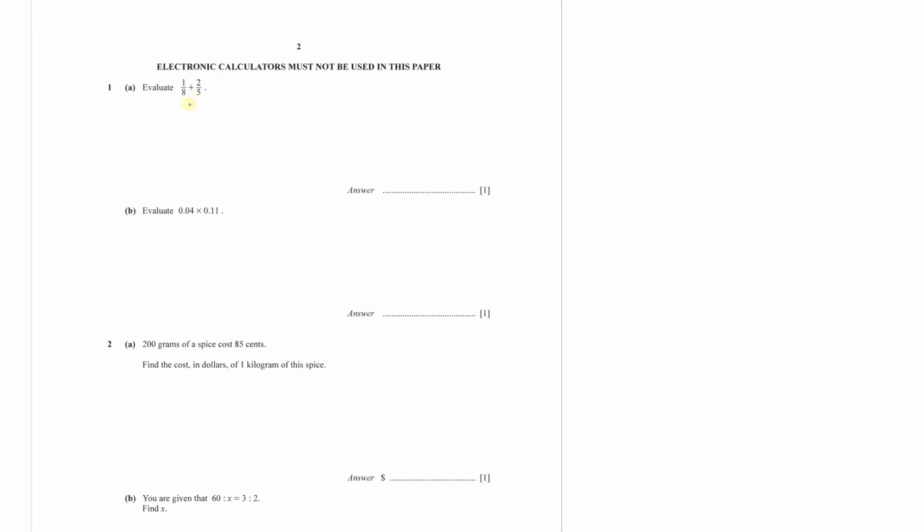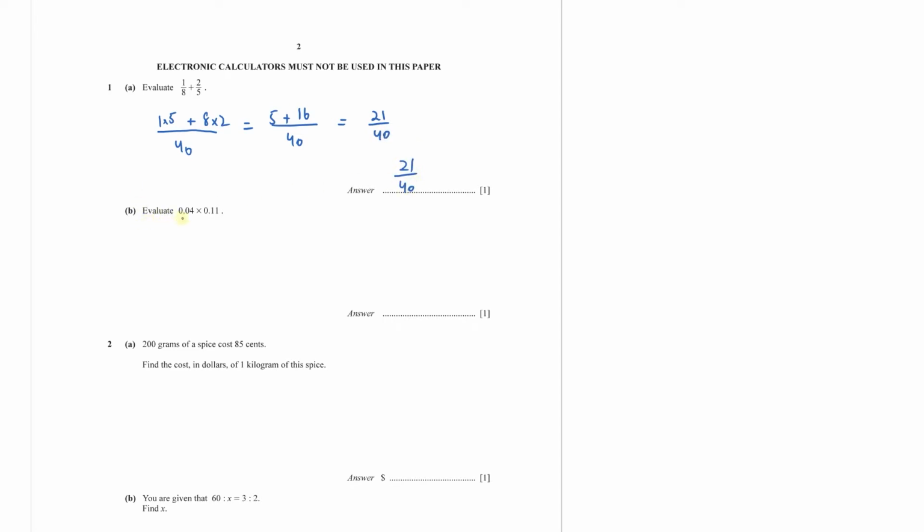Since 8 and 5 do not have a common multiple, your LCM would be simply 8 times 5, which is 40. So since you multiplied by 5 here in the denominator, you will multiply this by 5 as well. So 1 times 5 plus, you multiplied this 5 by 8 to get 40, so you will multiply 8 in the numerator as well. So you get 8 times 2. So this becomes 5 plus 16 over 40, which is 21 by 40. So your answer will be 21 over 40.